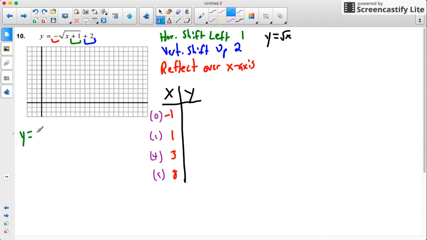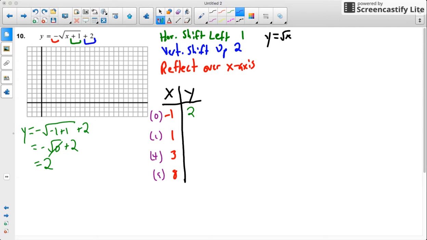So y is going to equal negative, actually, you know what, I'm going to go a little thinner of a pen. y is going to equal negative the square root of negative 1 plus 1 plus 2, and that's going to equal negative square root of 0 plus 2. Well, this just goes away, so this is going to equal 2. So y equals 2 here.